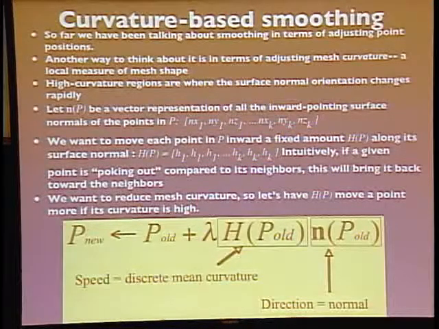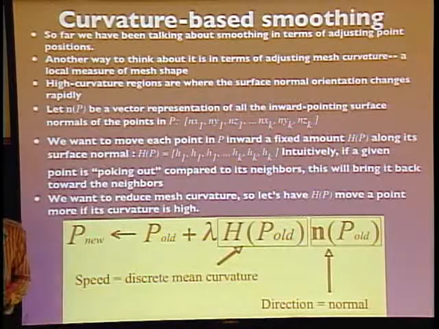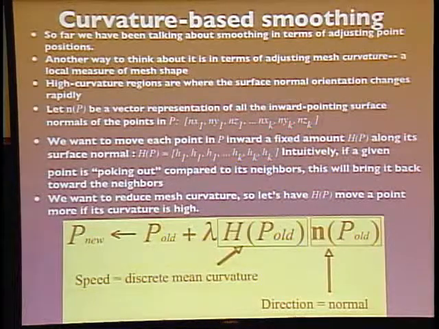Okay, so now we have talked about smoothing in terms of adjusting the positions of points in the surface. Another way to think about it is that you might want to formulate the problem in terms of adjusting the curvature of the mesh, where the curvature is a local measure of the shape of the surface, which we will make mathematically concrete in a minute.